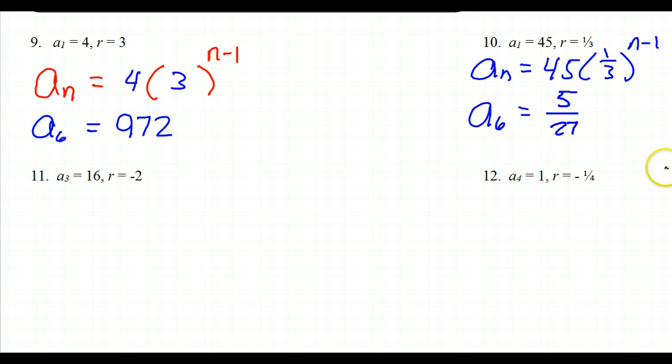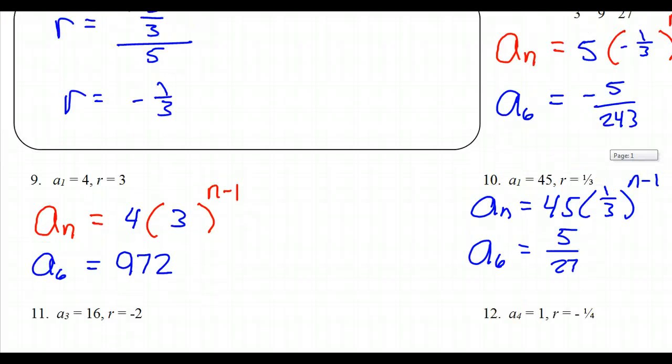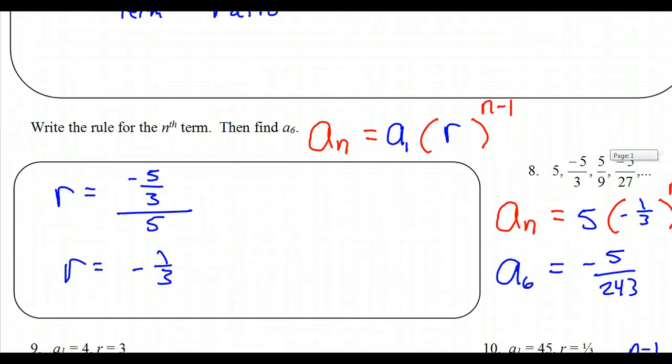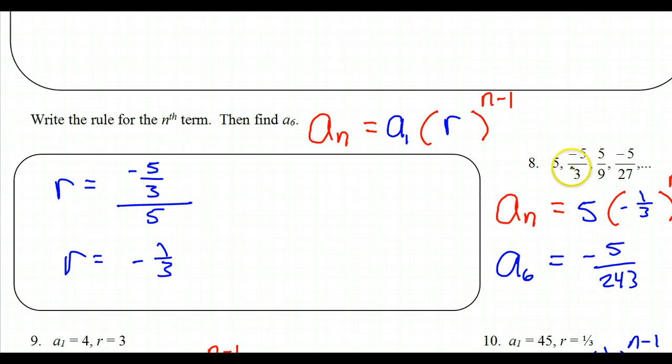All right, look, I'm going to stop this video here. So what we learned today was how to write the rule for a geometric sequence. We learned that we need two things in order to write the rule. We need the first term and we need the common ratio. In all of these examples, I either just gave you the first term and the common ratio, or you were given the sequence itself. So now you know how to write the rule if you're given the sequence.